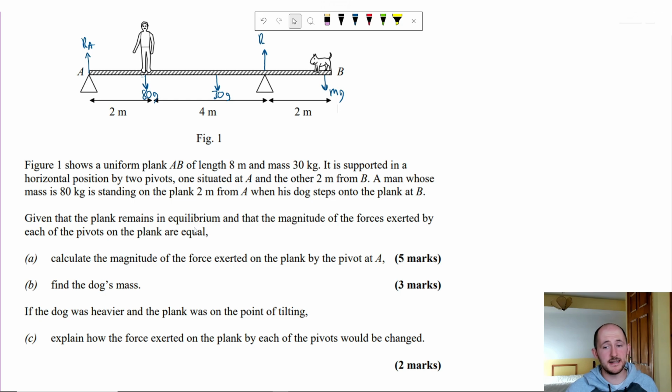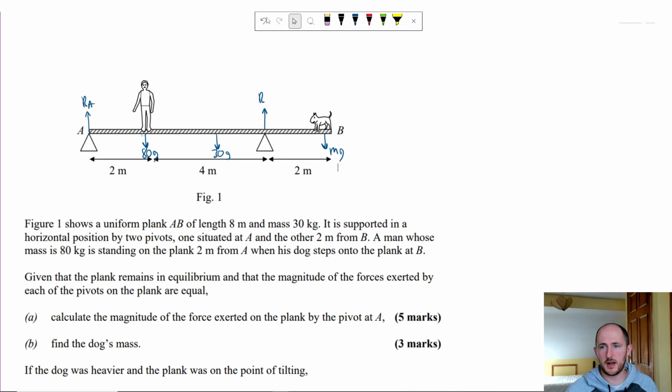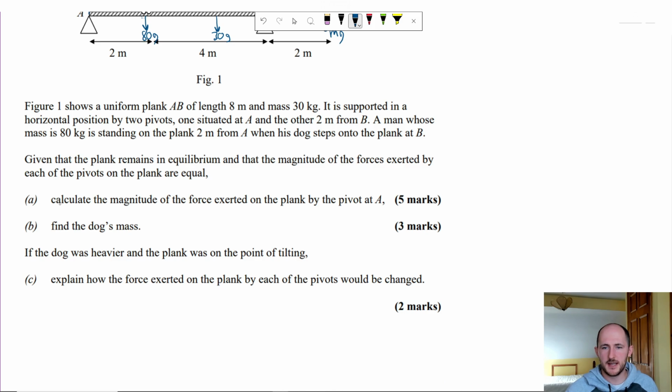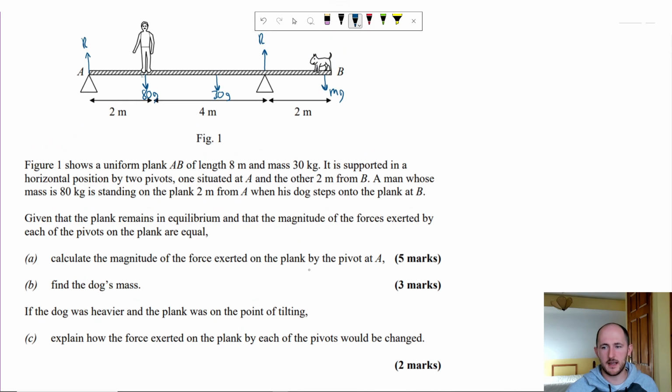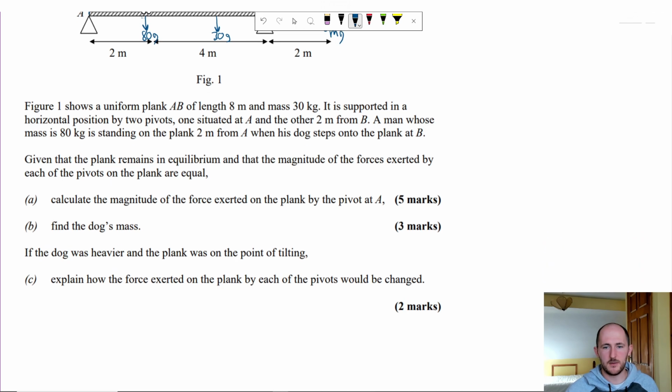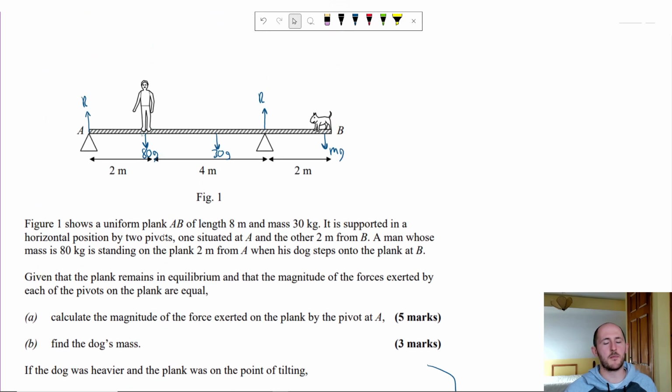Given that the plank remains in equilibrium, remember, and that the magnitude of the forces exerted are equal. Perfect. That means I can get rid of the A here. They are both R. We need to calculate a bunch of stuff. We need to calculate the magnitude of the force exerted on the plank by the pivot at A. So that means we're trying to work out the resultant force, right, the R. We need to find the dog's mass, and this last bit is a bit theory based.